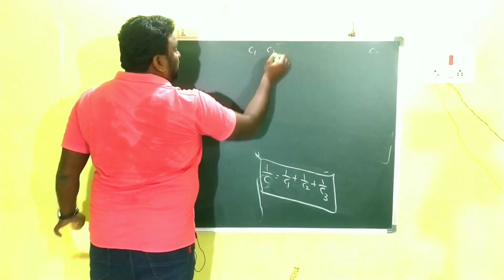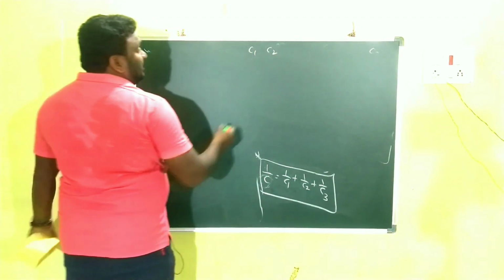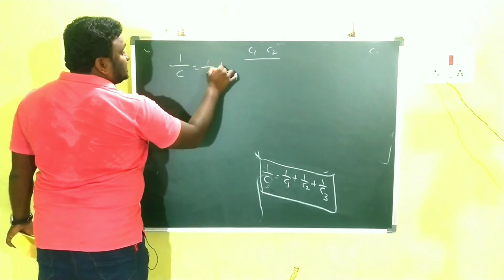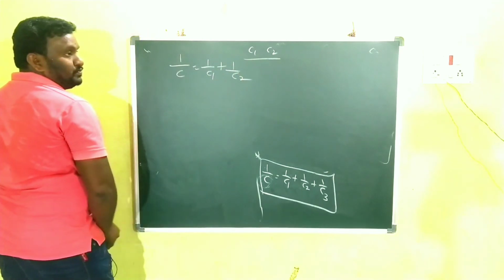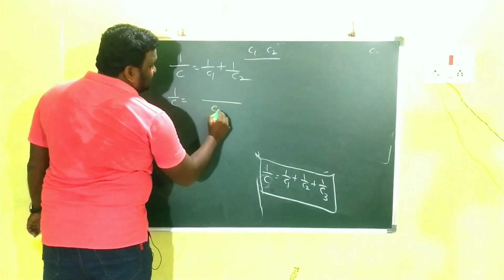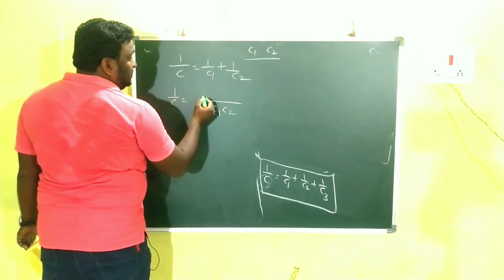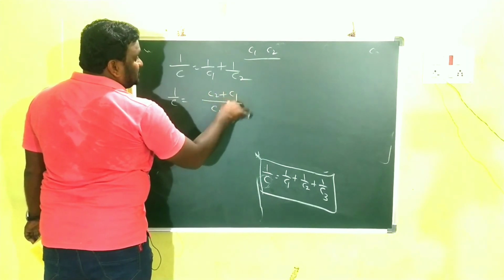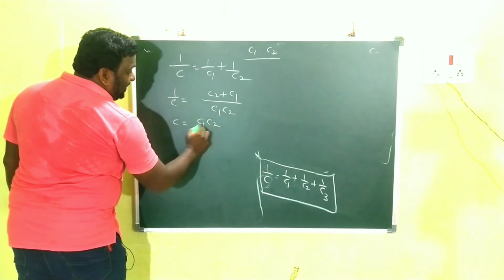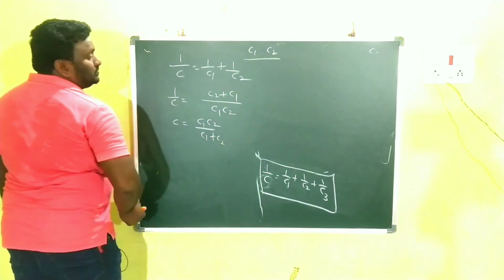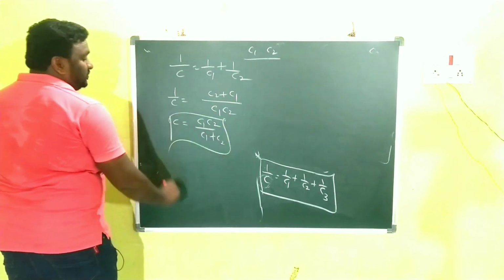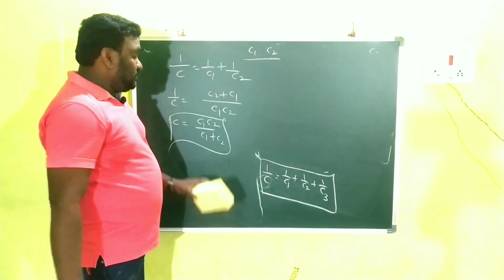And after that, in problems, for example, two capacitors C1, C2 are there, in series. Then how do we get it? Simply 1 by C is equal to 1 by C1 plus 1 by C2. Here C1 C2 is the LCM. Then we write C2 plus C1. Then C is equal to C1 C2 by C1 plus C2. So this is the effective capacitance value.